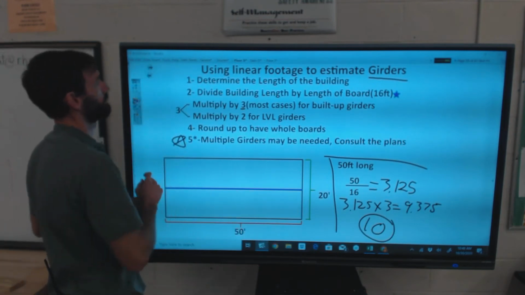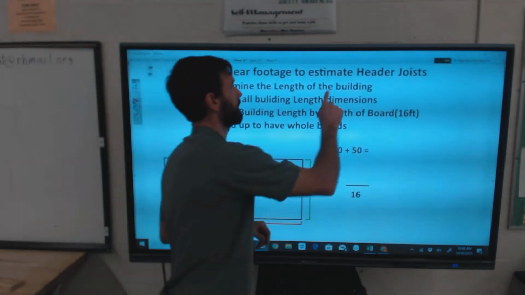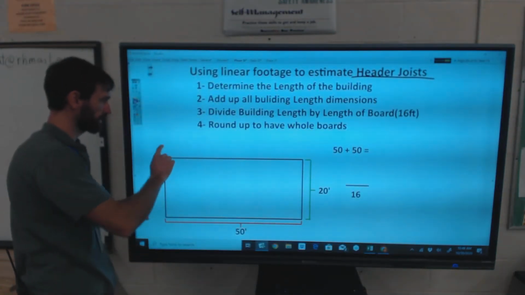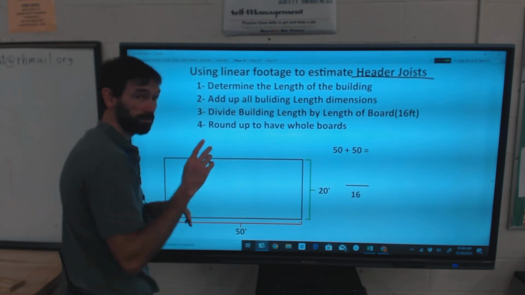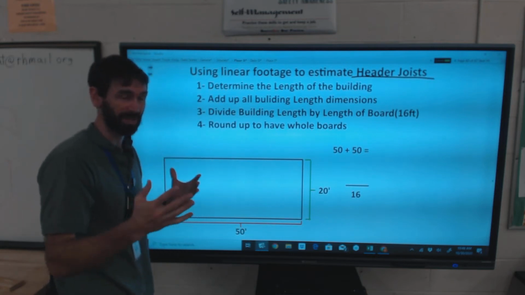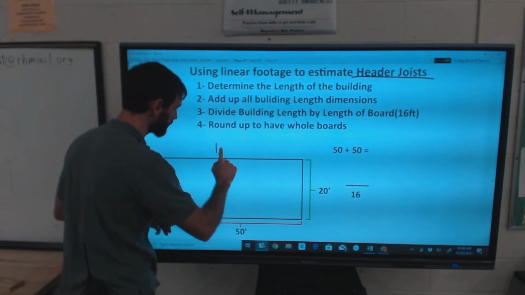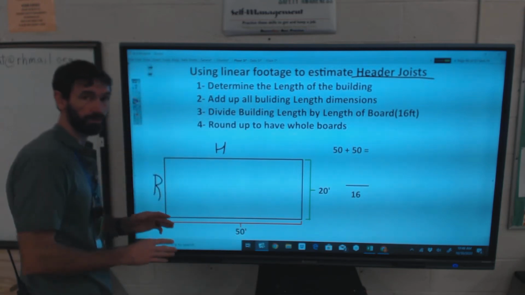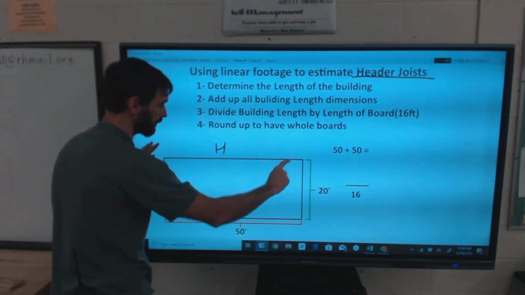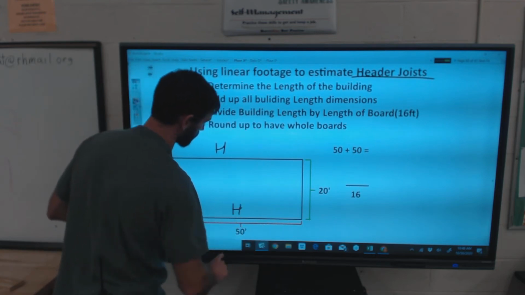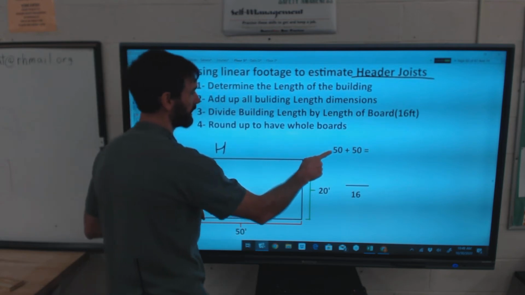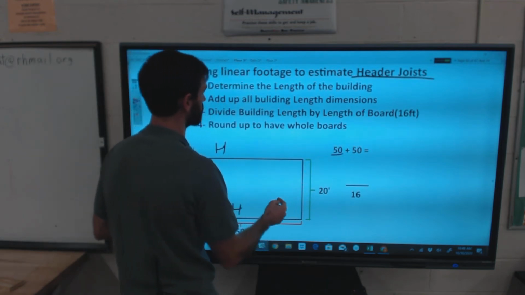All right, next one here is header joists. If you remember, we talked about header joists and rim joists at the same time. Header joists run here, rim joists run here. Don't worry about the rim joists; we're just focusing on these 2 header joists here. Number 1, determine the length of the building. It is 50 feet.